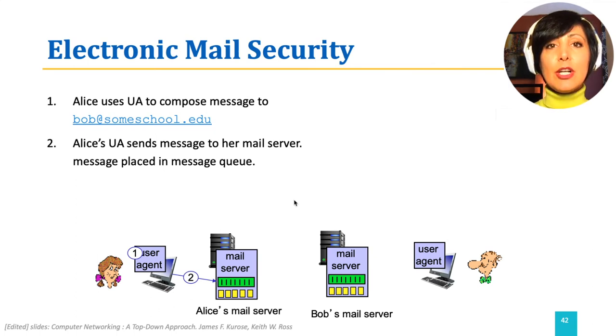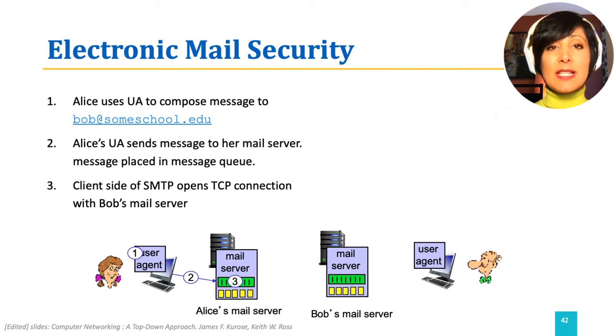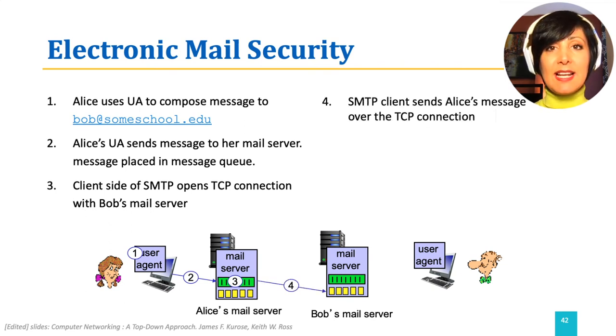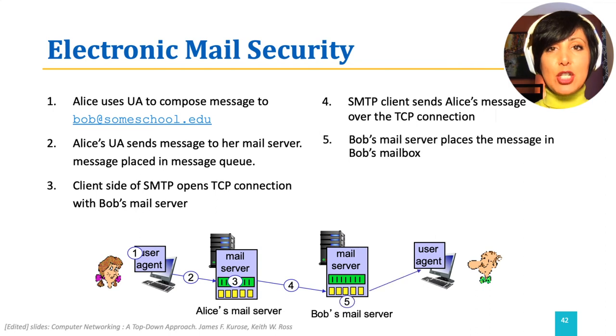Alice's mail server, which is now the client side of SMTP, opens a TCP connection with Bob's mail server. Alice's mail server, still the SMTP client, sends Alice's message over the TCP connection to Bob's mail server, which is the SMTP server. Bob's mail server receives the message and places it in Bob's mailbox. And finally, Bob invokes his user agent to read the message.